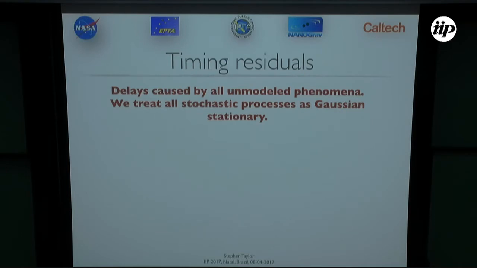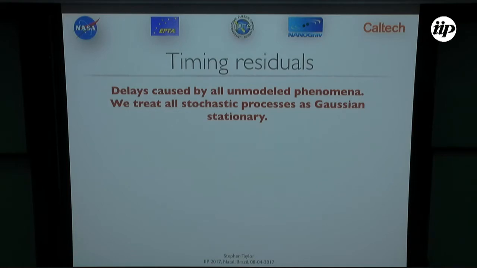So all of the delays departing the time of arrivals from the deterministic model that we've constructed will be caused by all of these unmodeled phenomena that I've talked about previously. You've got white noise, you've got intrinsic red noise, you've got the gravitational wave background, you might have clock errors, all sorts of stuff. But we treat all stochastic processes as Gaussian and stationary. Some people have explored non-Gaussianity of the noise.